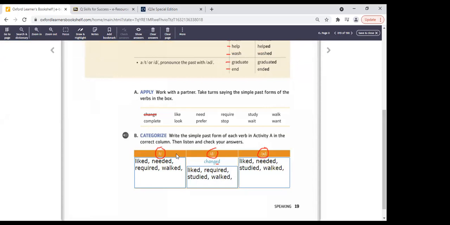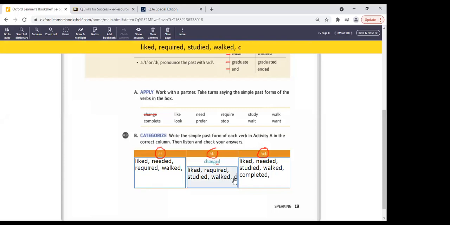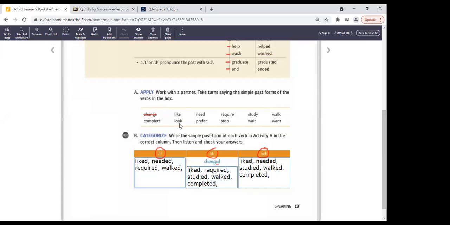The next one, complete. Rakan, what did you get for complete? Complete ED. I disagree with him. Yeah, everyone agrees? No, I disagree. I think it was D. No, I think it's just D. T sound. Okay. Anyone saying T? No one saying T. Okay, you think T, Mohammed? Yeah. Completed.